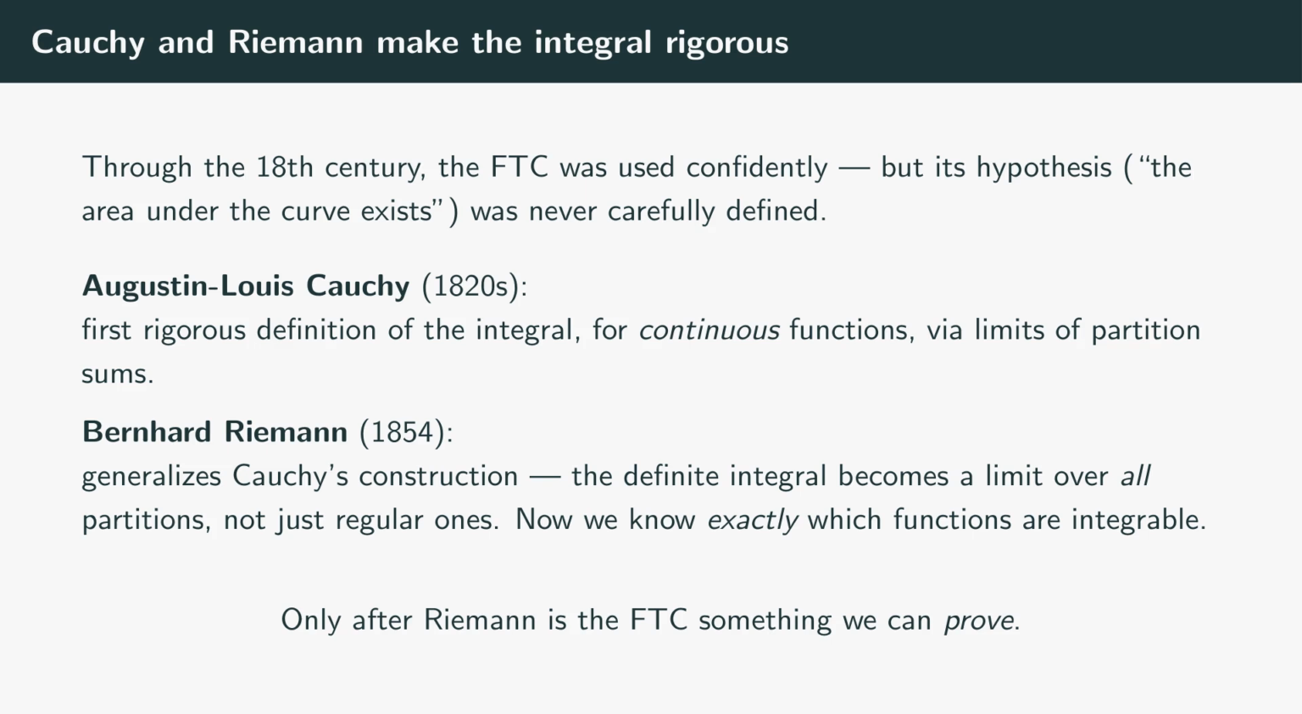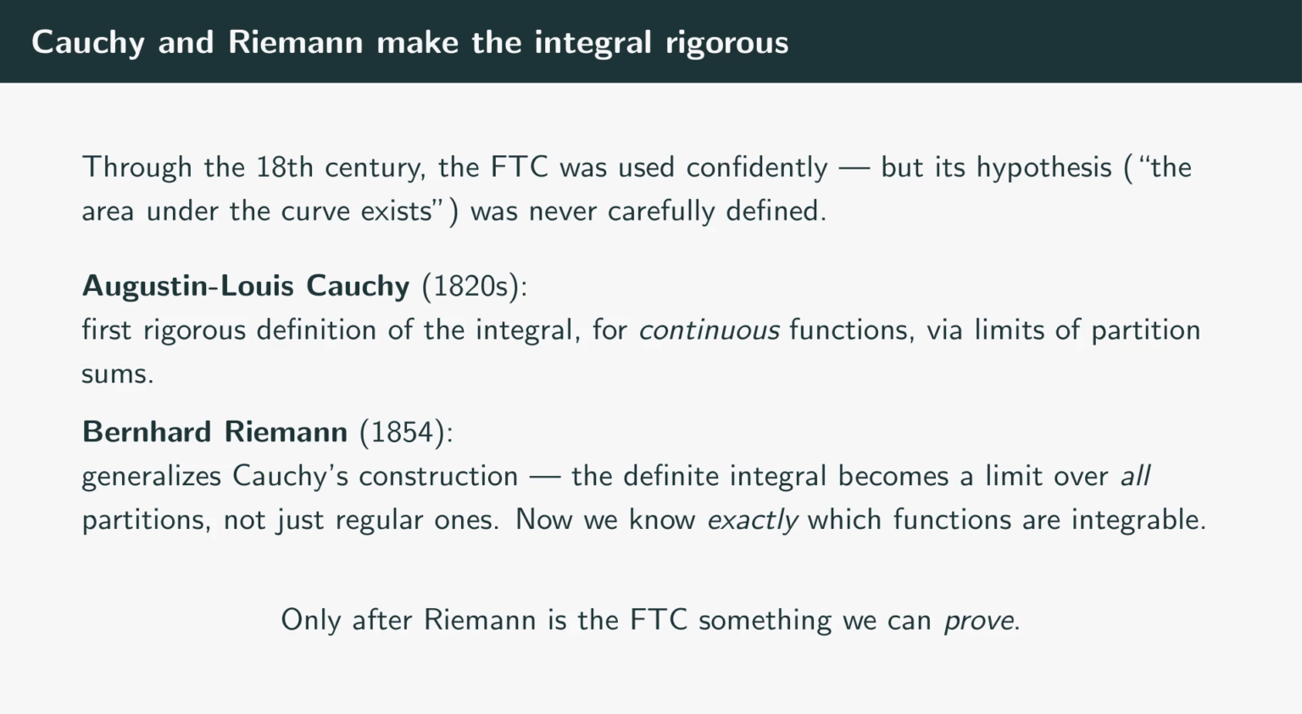In his lectures at the École Polytechnique in Paris during the 1820s, he gave the first widely influential rigorous definition of a definite integral for continuous functions as a limit of partition sums. Clean, careful, modern in spirit. A generation later, the German mathematician Bernhard Riemann pushed it further. In his habilitation thesis of 1854, Riemann generalized Cauchy's construction in what looks like a small move and turns out to be a deep one.